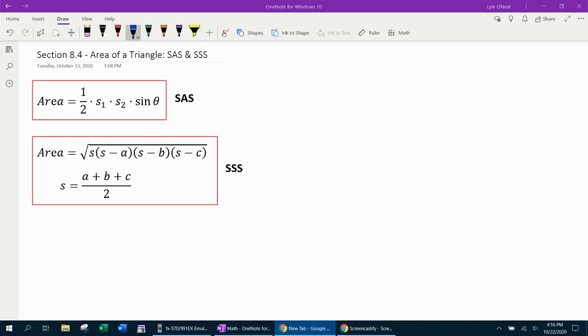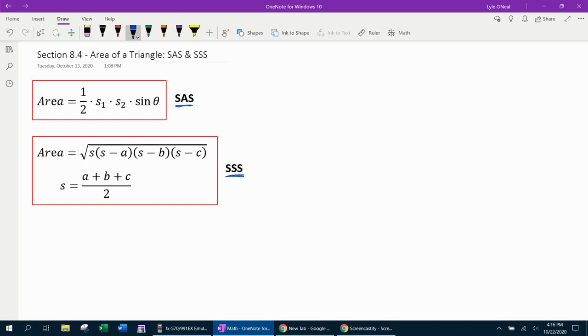So what you need to know is we've got two formulas for finding the area of a triangle based on whether you're given a side angle side setup or a side side side setup, okay? Whether you're given two sides and the included angle or all three sides.